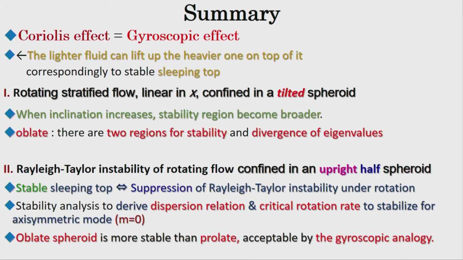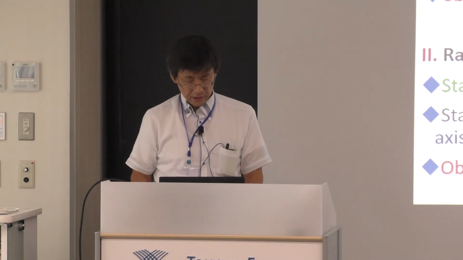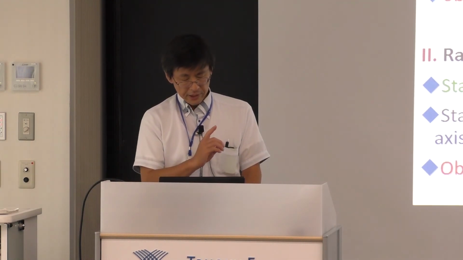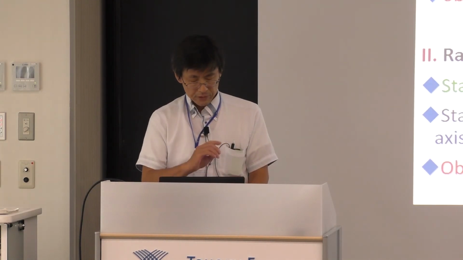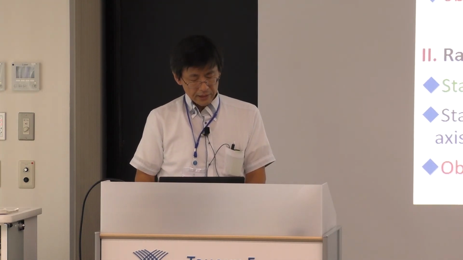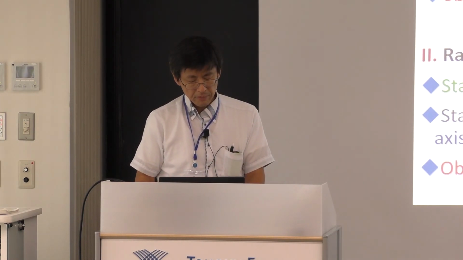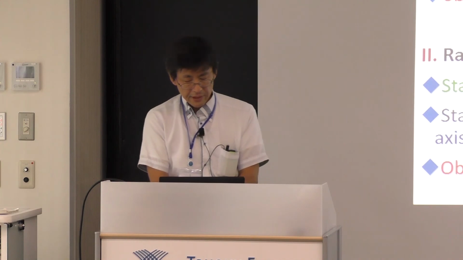And these are the conclusions. We considered two problems. One is linear flow confined in the cylinders, and we get an analogy with a symmetric top, but with the gravity center on the symmetric axis. And using this analogy, we try to understand Rayleigh-Taylor instability stabilized by the rotation. Thank you very much.